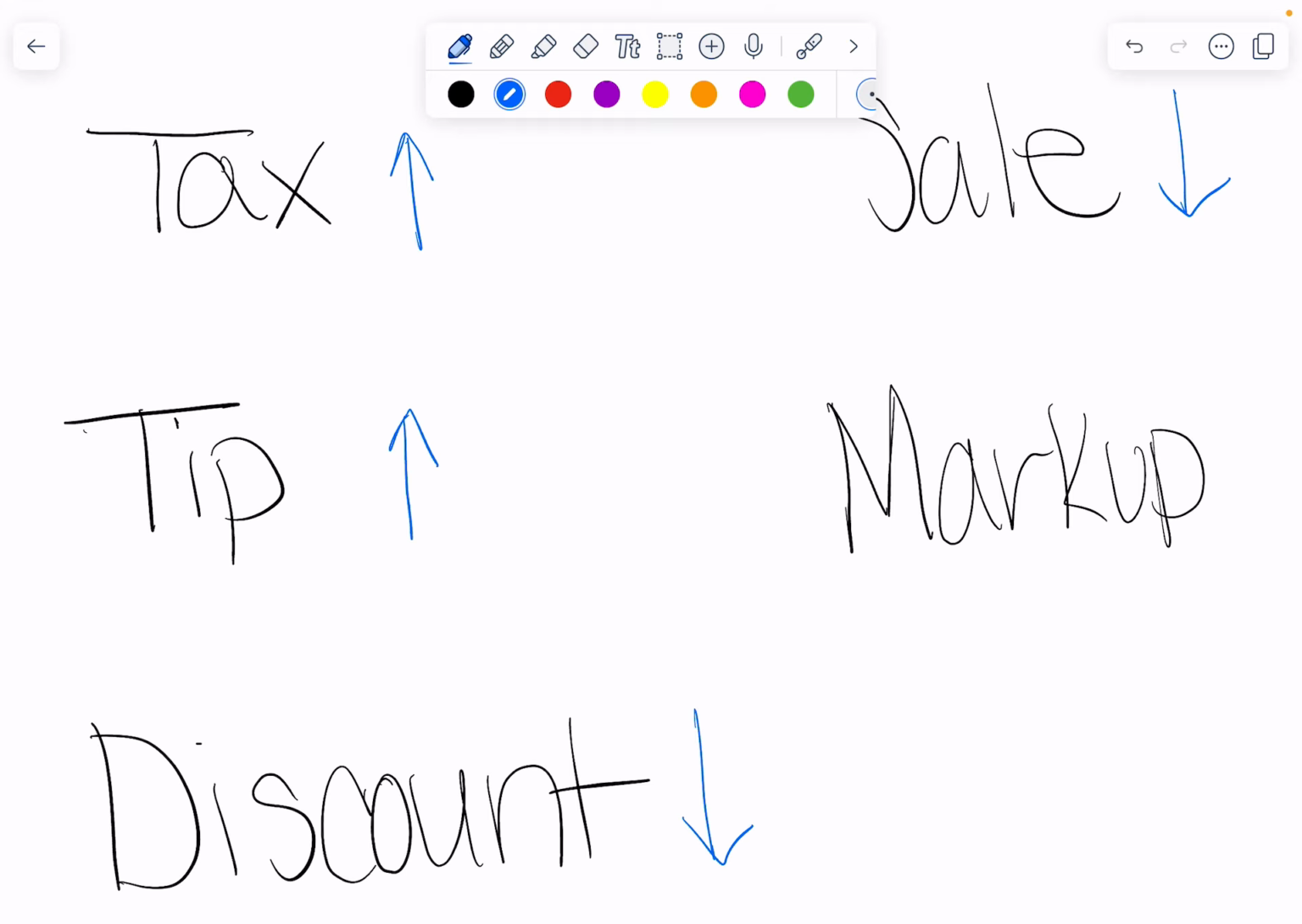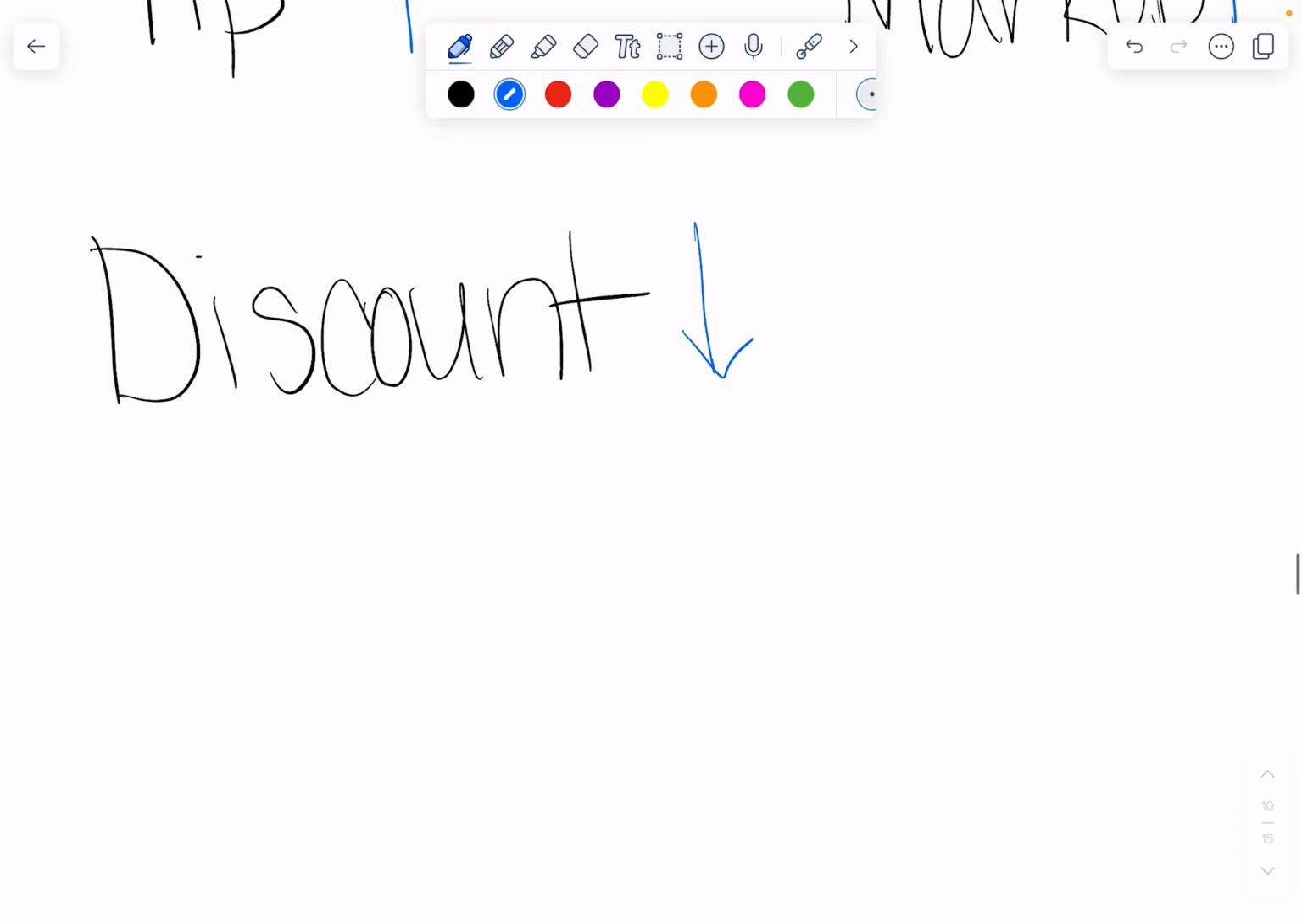And then markup would be like, when you go to a store, that store actually had to pay somebody or some company to have the items in their store. So they bought things to have in their store. If, let's say, Target buys a shirt from some company for $10, they're not going to turn around and sell it for $10. They're going to mark up the price by a certain percentage so that they can make a profit. So a markup is going to be an increase.